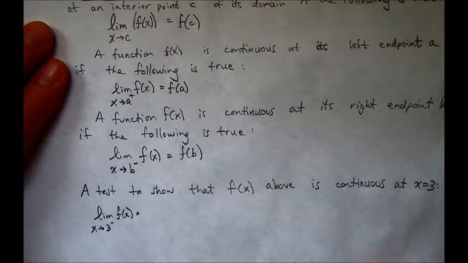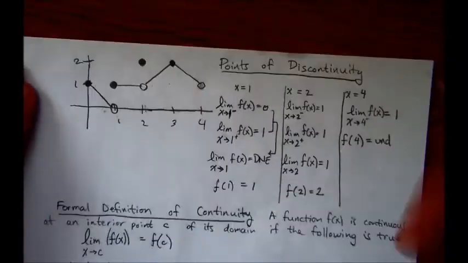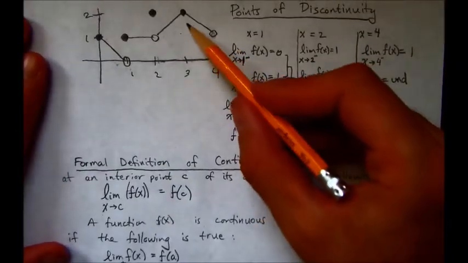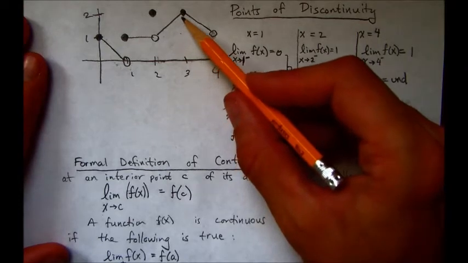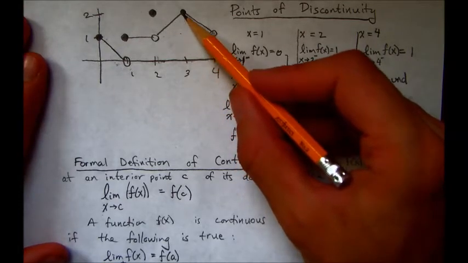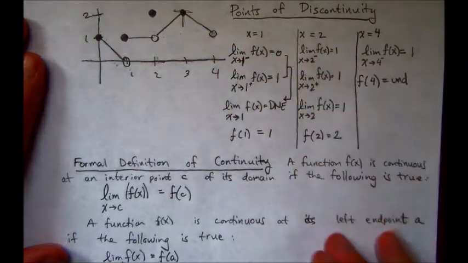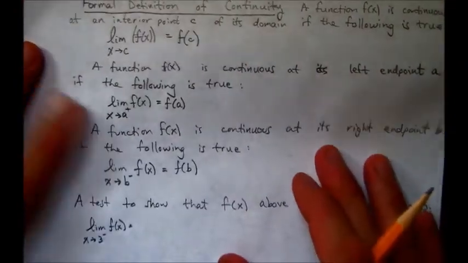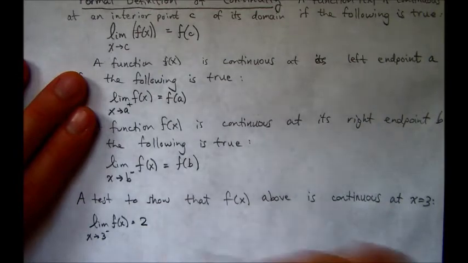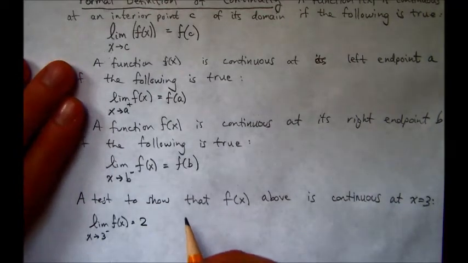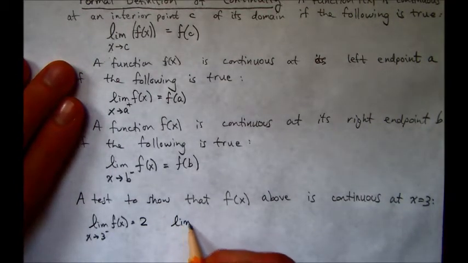Okay, let's go back to the graph and take a look. What's the limit on the left here? As you come in towards x equals 3, you find yourself up at y equals 3. Okay, so it's 3. Or I should say 2, not 3. So 2. The limit as x approaches 3 from the right is also 2.